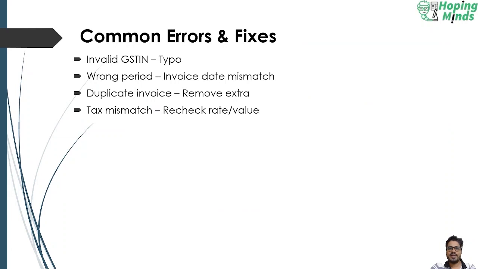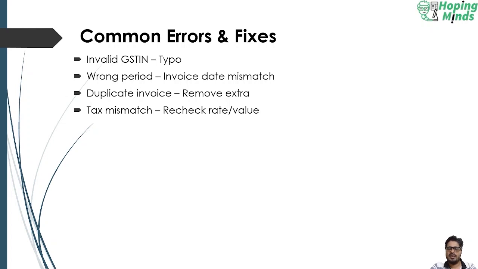So what are the common errors and how to fix them? Invalid GSTIN, that is typo. While preparing the data in Excel file, since internet connection is not required, GST numbers will not be validated there. But once you are importing the Excel file in the offline utility, GST number will be validated there only. So incorrect GSTIN will not be accepted in the offline utility.